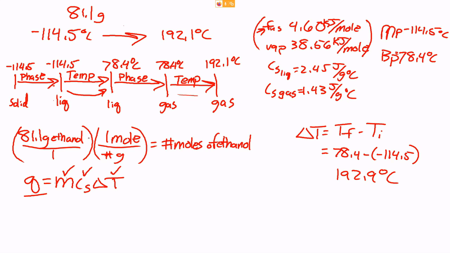And so you'll have 4 different amounts of energy. You'll have the energy it took to melt it, the energy it took to raise the temperature in this region, the energy it took to boil it, and the energy it took to raise the temperature in this final region. And so your final answer would just be all of those added together, because that would be the total amount of energy that it took.